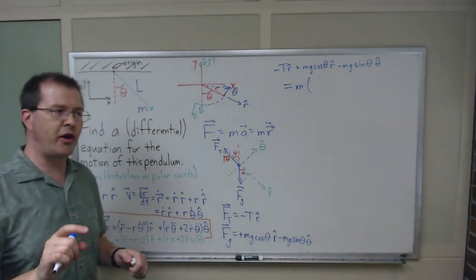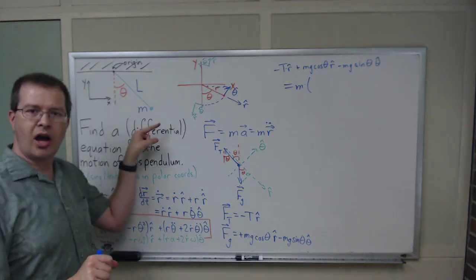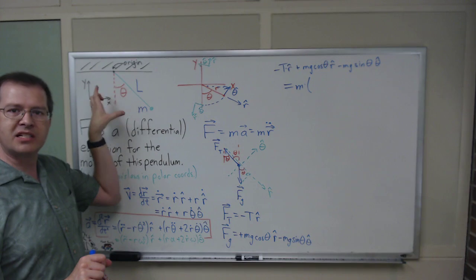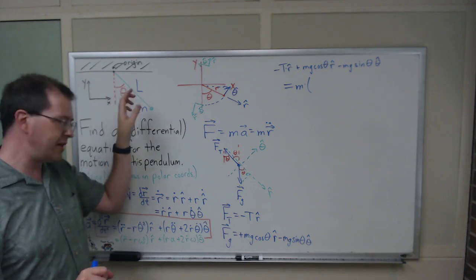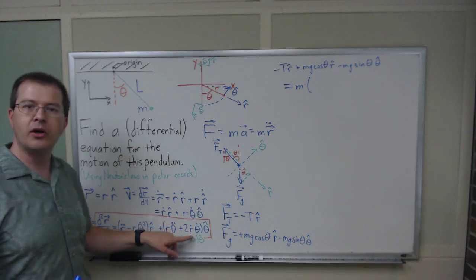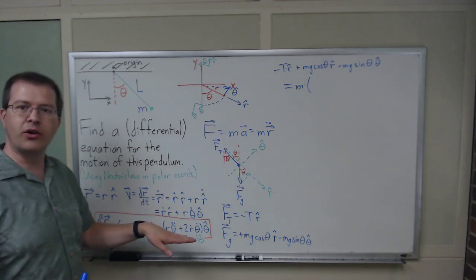Oh, but I can simplify my life a bit when I copy this down, because I've said this is a rod of fixed length. That means it's not getting longer or shorter. My radius, my distance from the center, is constant. That means that r double dot is 0 and r dot is 0. Those two terms go away because there's no change in distance from the origin.